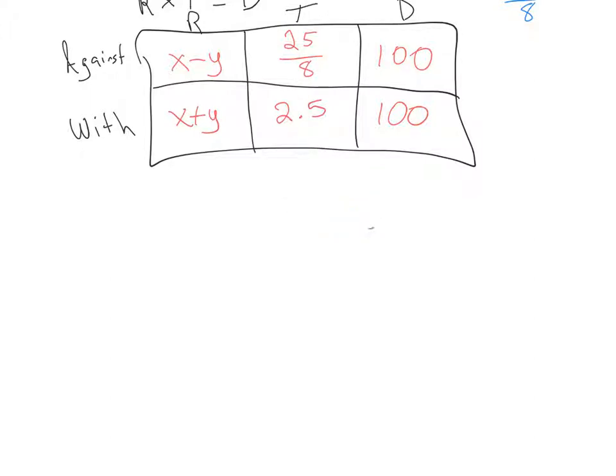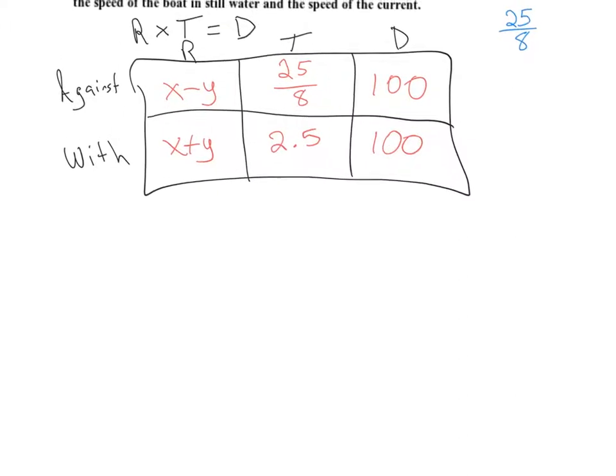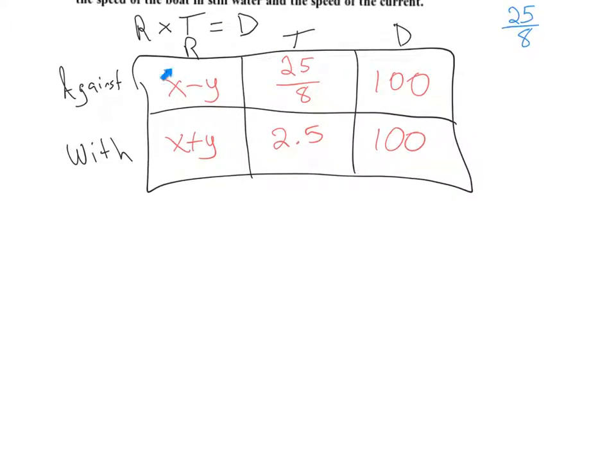So we have a formula that we copied down, and if you recall, our formula was rate times time equals distance. So I'm going to take this rate and multiply it times this time, and it's going to equal this distance. I got my rate, which is x minus y, and I'm going to multiply it times the time, which is 25/8. That's going to equal 100. So there's one of my equations.